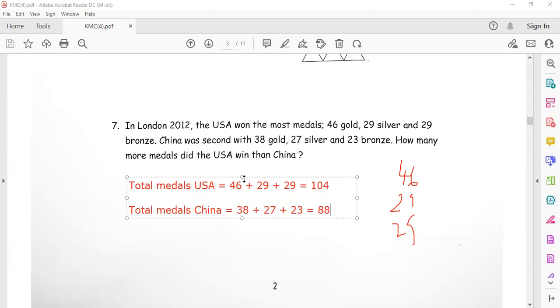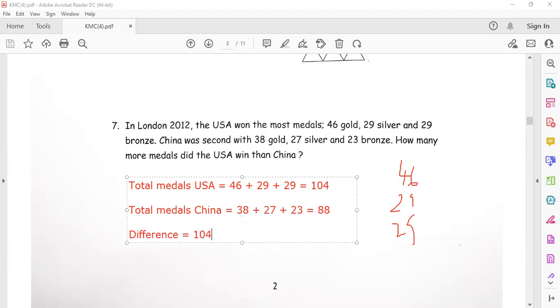Sometimes what's written here is 46 and you go and write 45. That's a careless mistake, okay? You will regret it, so don't do that. Now, what are we finding? How many more medals? More means difference, okay? So we're going to find the difference between US and China. Obviously, US is more than China.